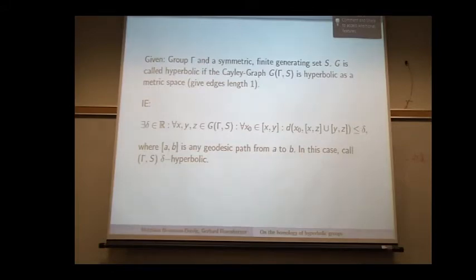Why do we study these groups? At first, that's easy to see. All finite groups are hyperbolic because we can just take delta to be the diameter of the Cayley graph. So that's easy, and that's a nice thing because the theory works for finite groups.